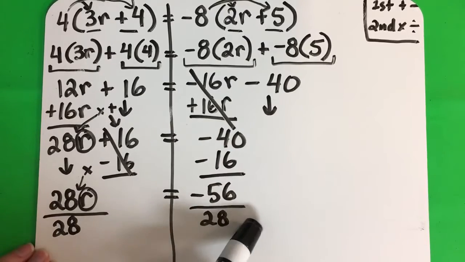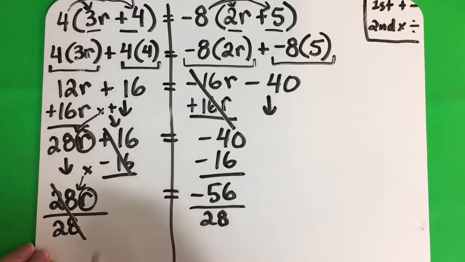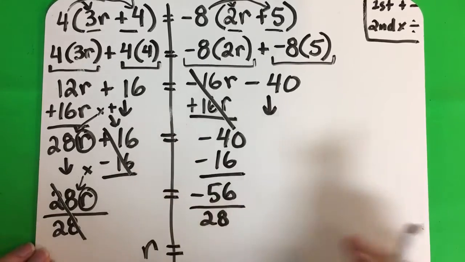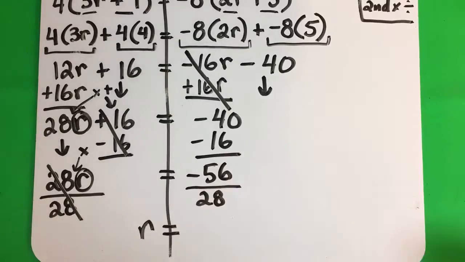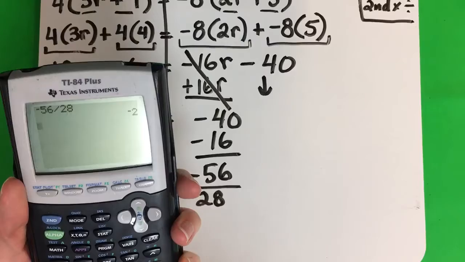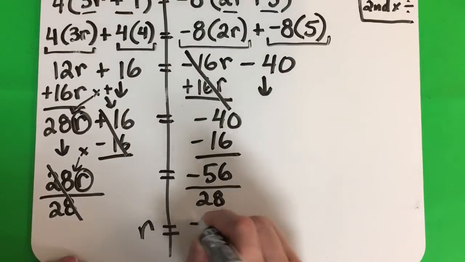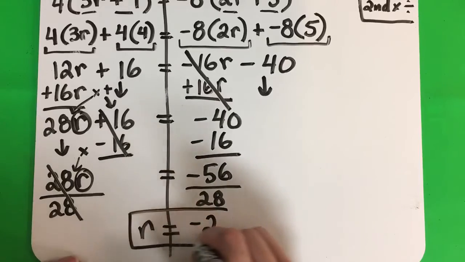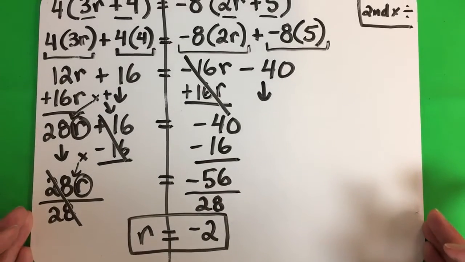Copy to the other side. 28 divided by 28, 28 entre 28, it's 1. Es uno. Cancela, cancel. Copy R equals -56 divided by 28. -2. There's your answer. Okay, make sure that you copy.